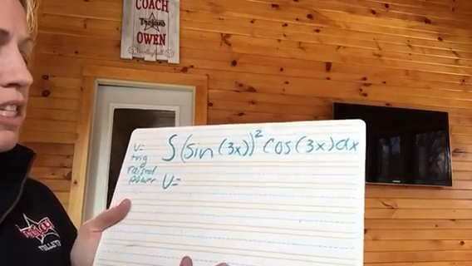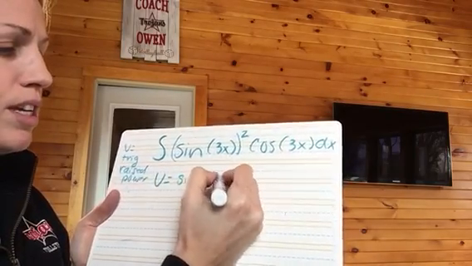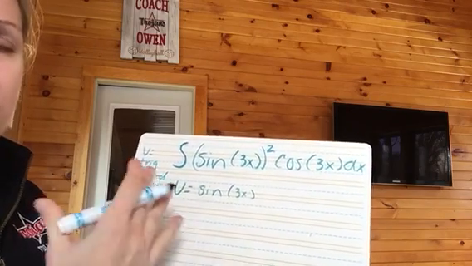Okay? So in this case, my u is going to be equal to the sine of 3x. Again, not squared. We never raise it to that power, squared.